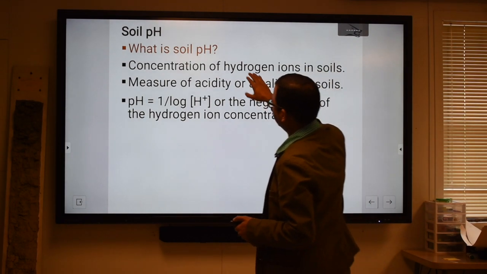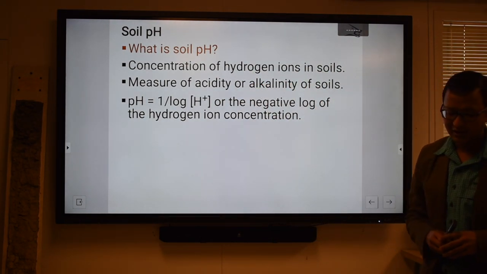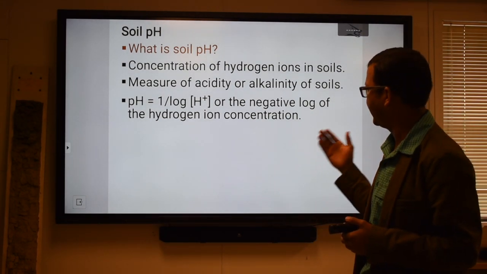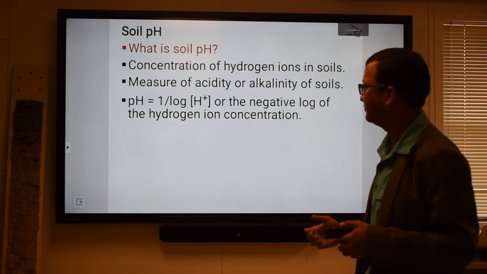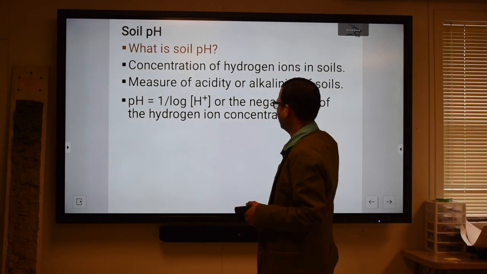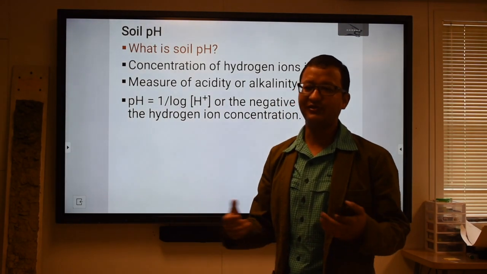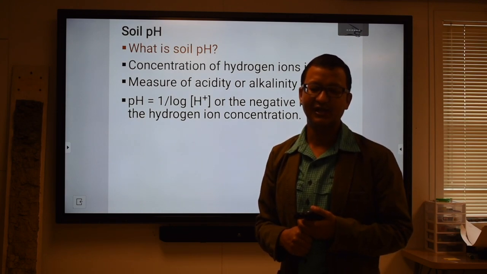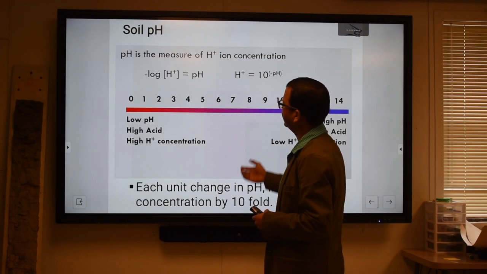Soil pH is the concentration of hydrogen ion in soils, or we can define that in a variety of different ways, like a measurement of acidity or alkalinity in soils. More technically, it is the negative log of the hydrogen ion concentration in the soil. So we are measuring how much hydrogen ion is present in the soils, and based on that we are interpreting the soil pH.